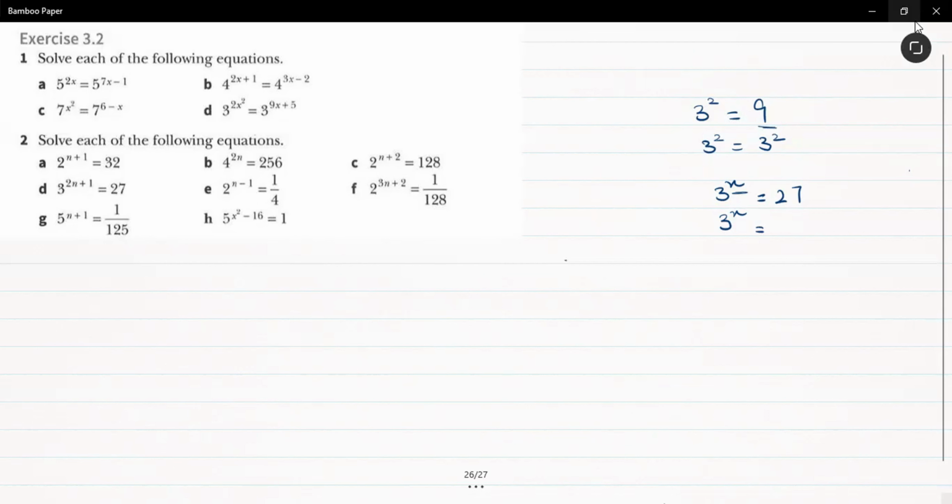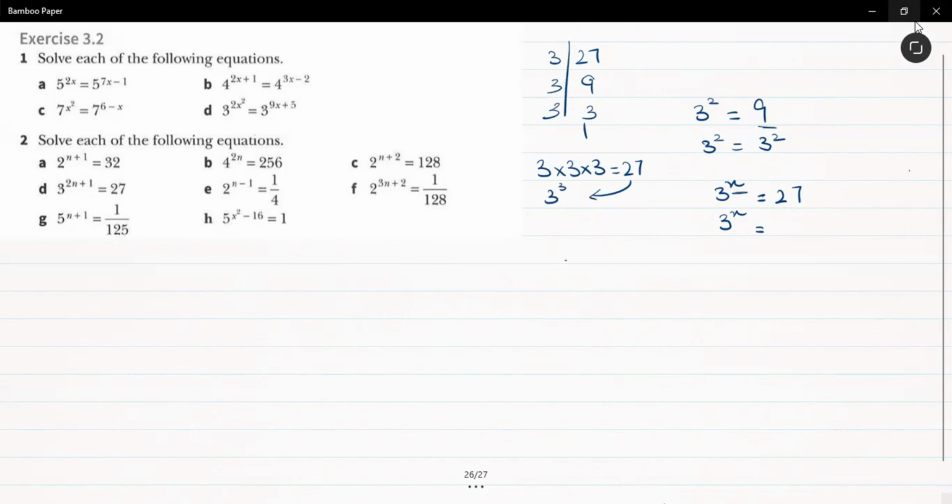Now, many people may find it hard to find the factors of 27. So the easiest way is to find the LCM of 27. 3 nines are 27, 3 threes are 9, and 3 ones are 3. So we get the prime factors: 3 multiplied by 3 multiplied by 3 is equal to 27. So we can say that 27 is essentially equal to 3 cubed.